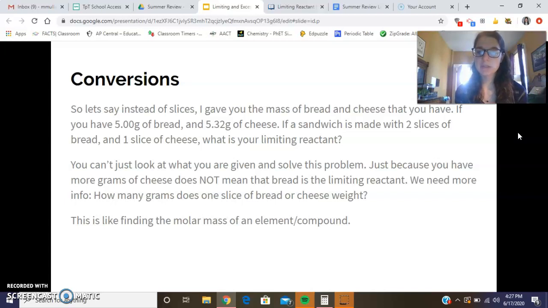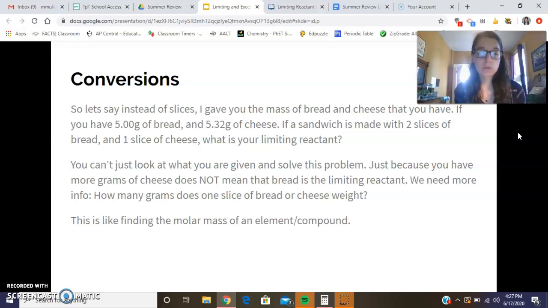Now you can't really just look at what you're given and solve the problem. Just because you have more grams of cheese does not mean that bread is the limiting reactant. It's kind of like a pound of feathers versus a pound of rocks. A pound of feathers is going to have more individual feathers than a pound of rocks has individual rocks. So since things are different weights, we can't just determine how much sandwich we can make. So we need more info.